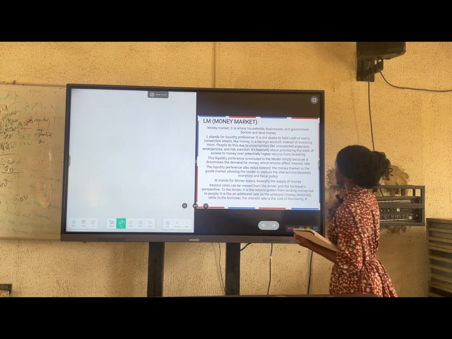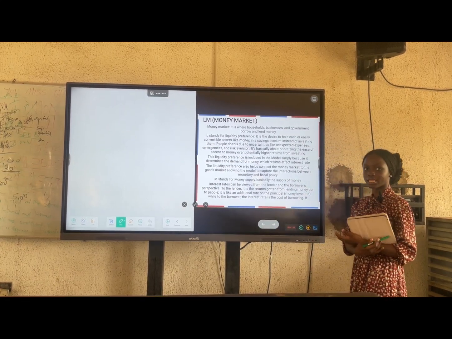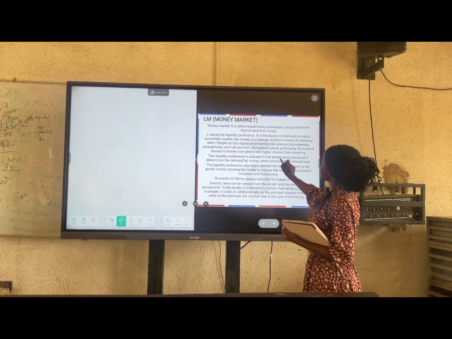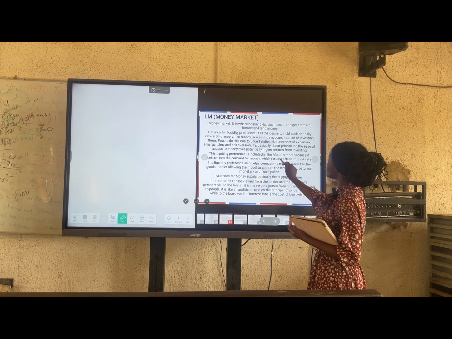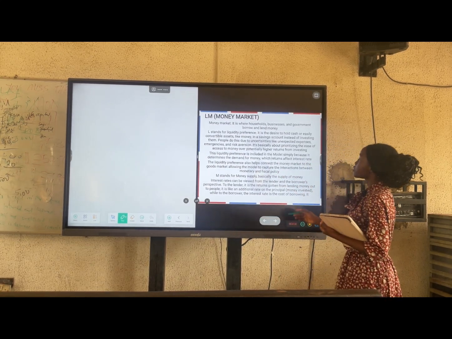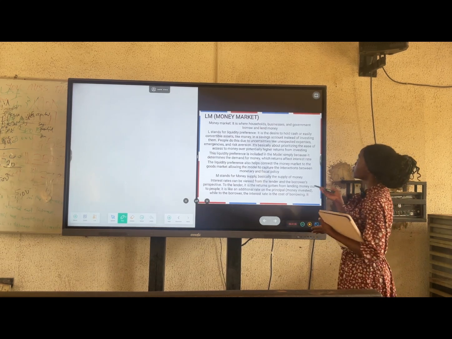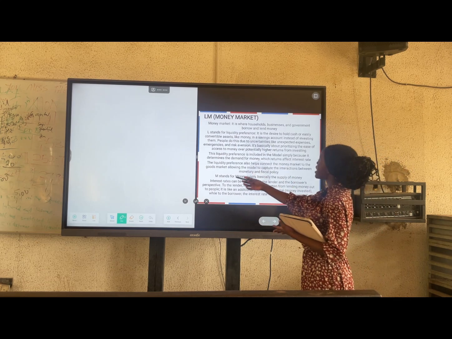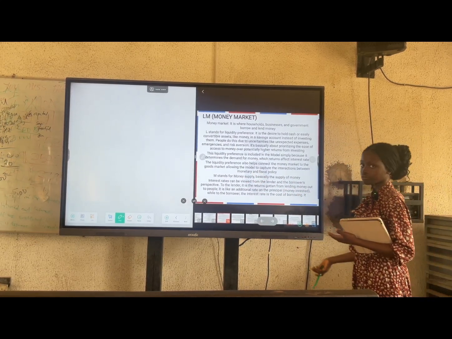This preference is included in the model simply because it determines the demand for money, and we are looking at the money market. It determines the demand for money, which in turn affects interest rates. The liquidity preference also helps connect the money market to the goods market, allowing the model to capture the intersection between the monetary and fiscal policy. Then the M stands for money supply, which is basically the supply of money.